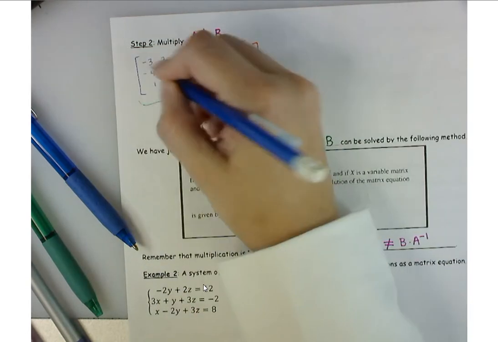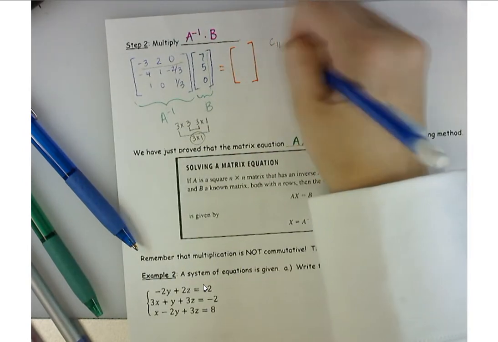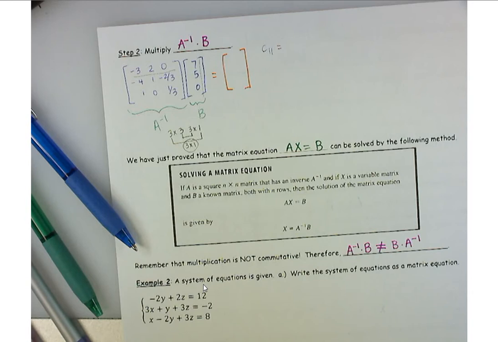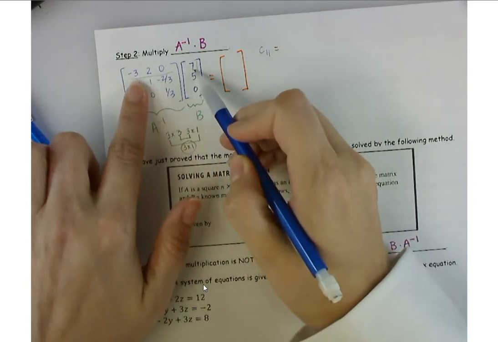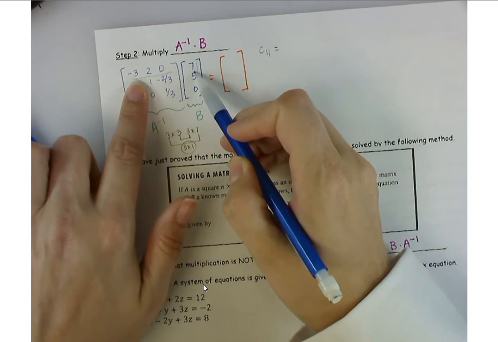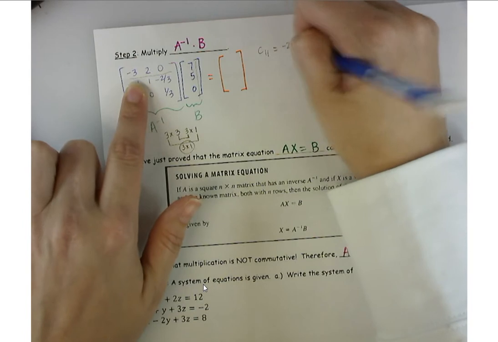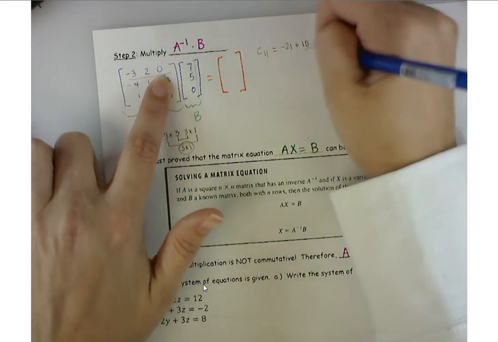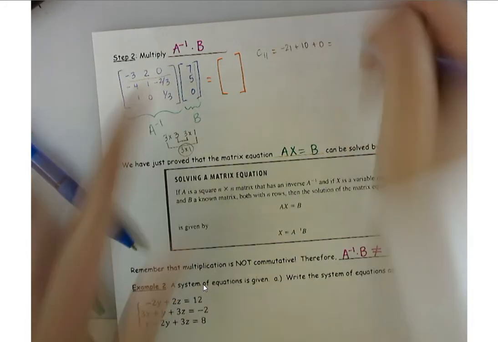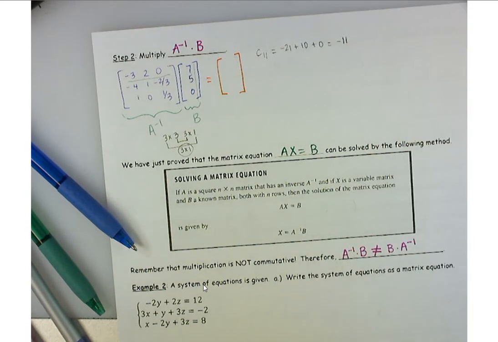So I'm going to do the first row times the first column. Okay, so remember that you multiply the first element by the first element. So negative 3 times 7 is negative 21. And then 2 times 5 is 10. And then your last element is just 0. So negative 21 plus 10 is negative 11. Now that's the only column we have.